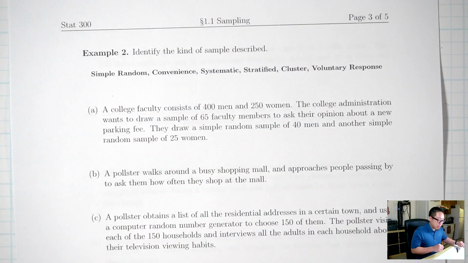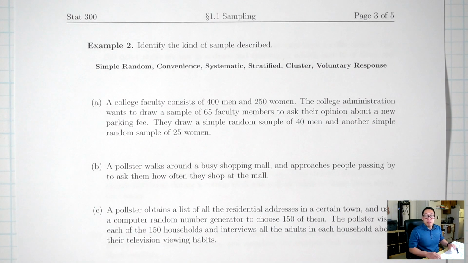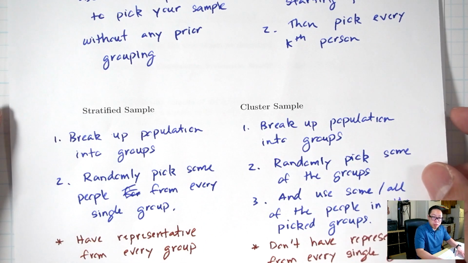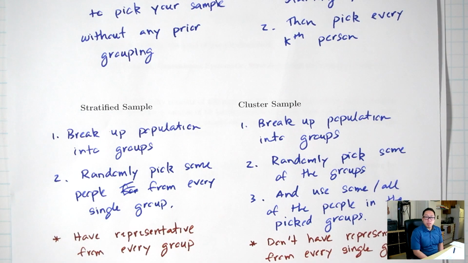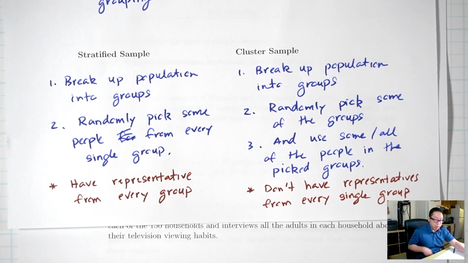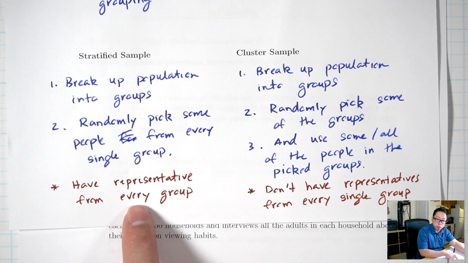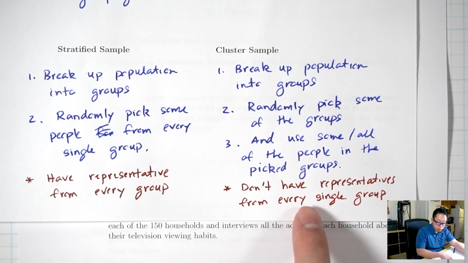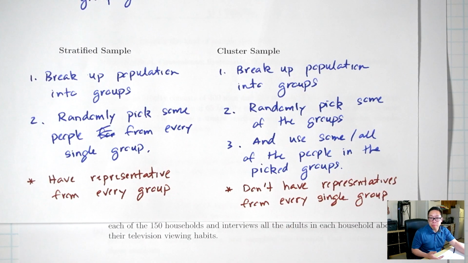So if we take a look back here, part A, we're picking people. Did we group them somehow first? And the answer is yes. We grouped them by men and women. We grouped them by gender. So we are breaking up into groups. And then the question now is, so it's either going to be stratified or cluster. So now the question is, do we have representatives from every single group? If we do have representatives from every single group, then it's going to be stratified. If we don't, it's going to be cluster sample.